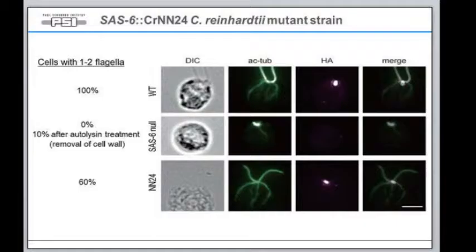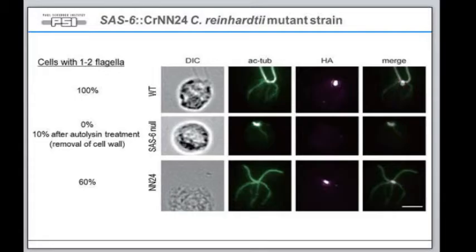There is a special situation when you treat your cells with autolysin to remove the cell wall, you can get still a few cells that populate cilia, and this is useful then to analyze the underlying structure in 10% of the cases, but it's an artificial system a little bit. Now, the NN24 actually rescued to 60%. So 60% of the cells displayed one or two flagella.